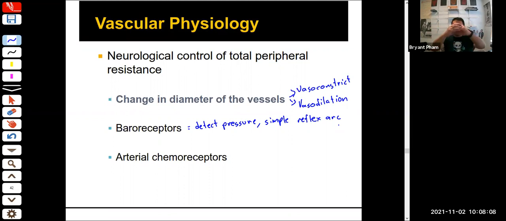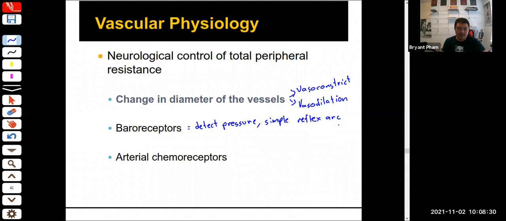What happens is that blood enters your legs and stretches out your blood vessels. That's detected by your baroreceptors. Signal goes to your spinal cord. Spinal cord says, hey, vasoconstrict, get that blood back up. Okay, that's what I mean by that simple reflex arc.